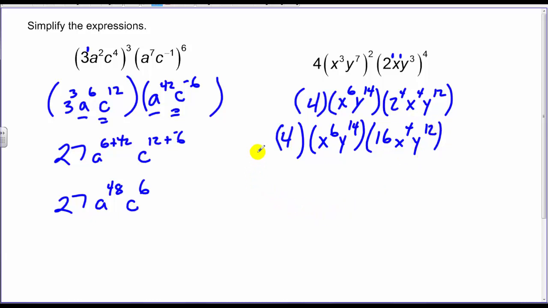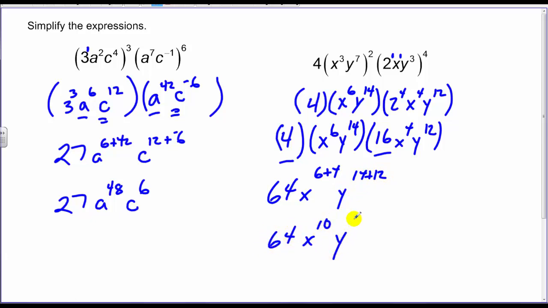Now we're going to take and multiply everything across. Since the 4 and the 16 don't have any bases with powers associated, I multiplied those two together. 4 times 16 is 64. That's x to the 6 plus 4 power, and y to the 14 plus 12 power gives me 64, x to the 10th, and y to the 26th.